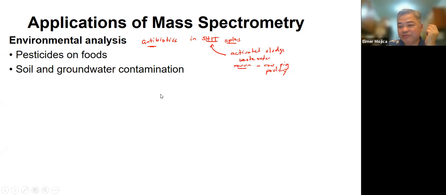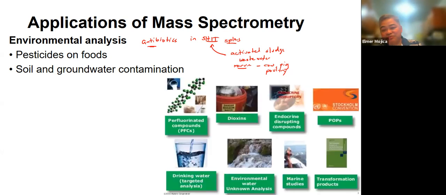I think if you are in the KKP, kung may access kayo doon, I would suggest that you look at this poster because those can be your BS thesis in the near future. Okay? So number one problem that we see right now is the so-called perchlorinated compounds. Okay? The dioxin, the endocrine disrupting compounds, yung PAPs, persistent organic pollutants.